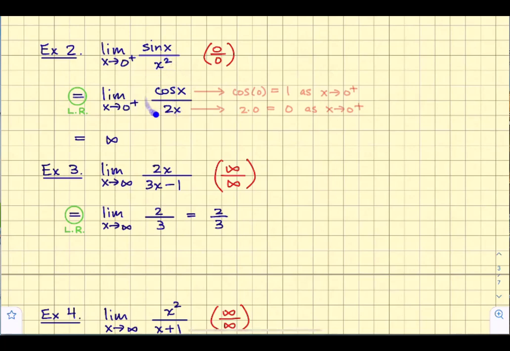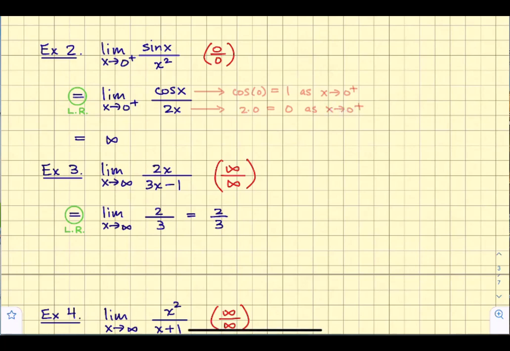And now we're just going to check and see if this is a determinate form or an indeterminate form. As x goes to 0, cosine x goes to 1. And 2x goes to 0. So the numerator is going to 1, the denominator is going to 0, and since x is going to 0 from the right, we don't want to write equals 1 over 0, but we think of this as 1 over something that's getting closer and closer to 0 from the right.